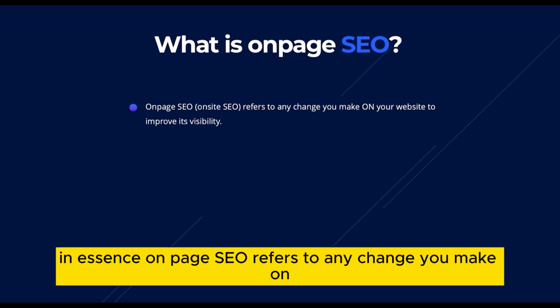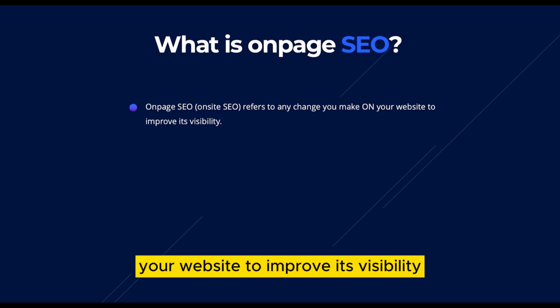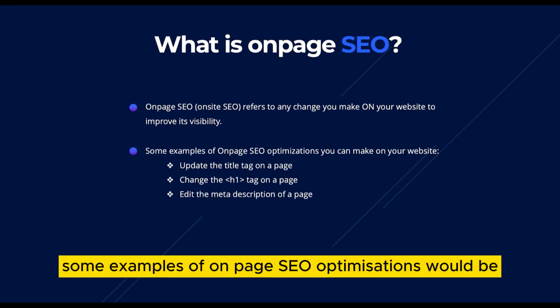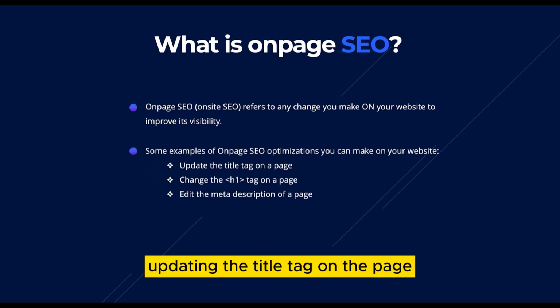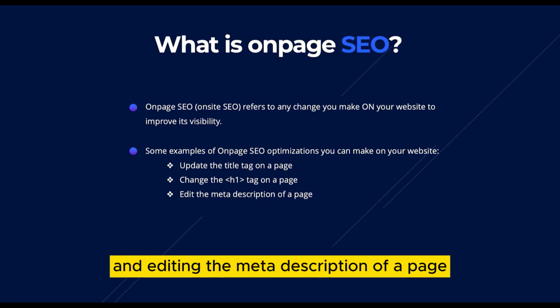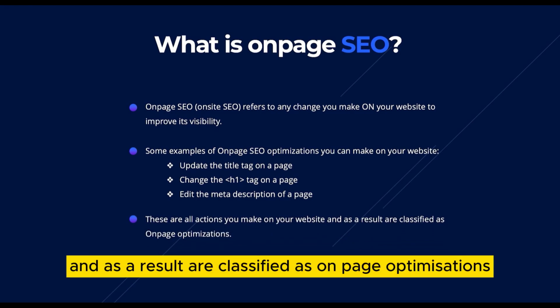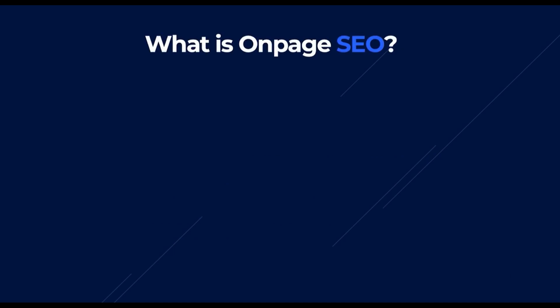In essence, on-page SEO refers to any change you make on your website to improve its visibility. Some examples of on-page SEO optimizations would be updating the title tag on a page, changing the H1 tag on a page, and editing the meta description of a page. These are all actions you make on your website and as a result are classified as on-page optimizations.